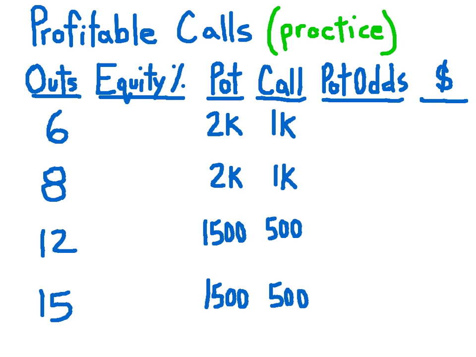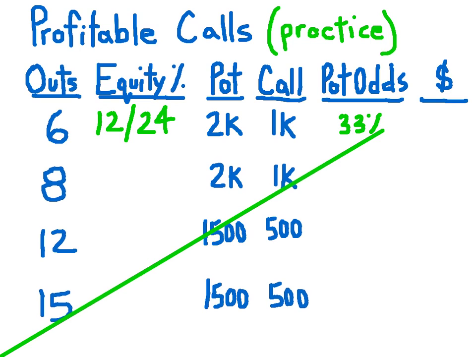6 outs times 2 is a 12% chance of hitting your hand or completing your hand on the turn, and 6 times 4, 24% by the river. Our pot odds are 1 over 3K or 33%. So we compare equity to pot odds. Do we make the call thinking about our turn equity only? 12% is less than 33%, so the answer is no.